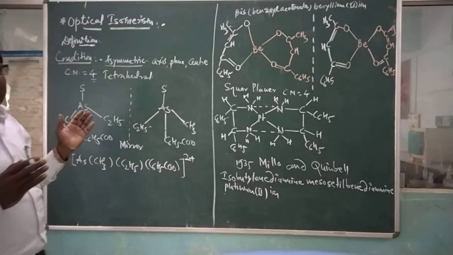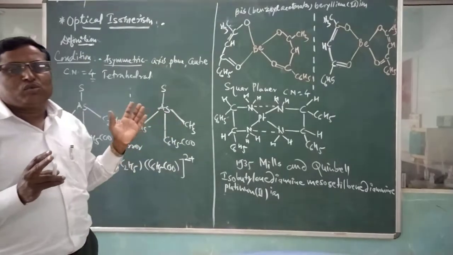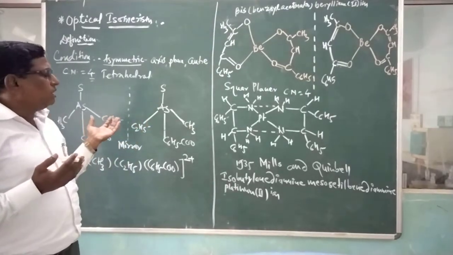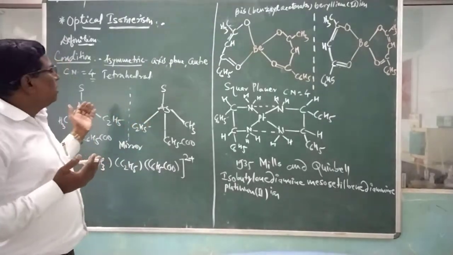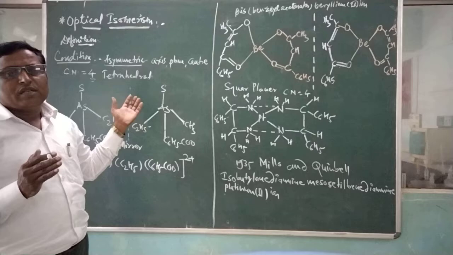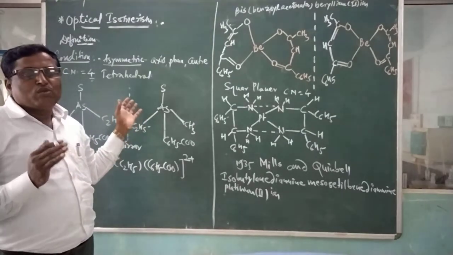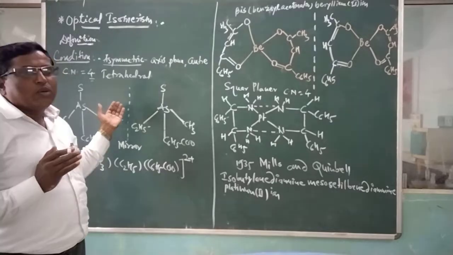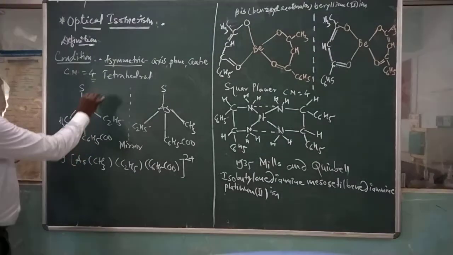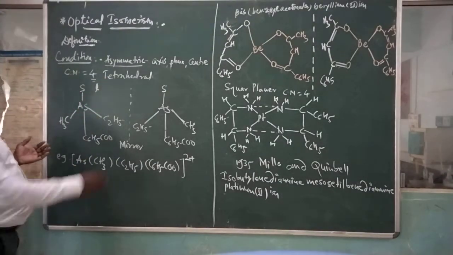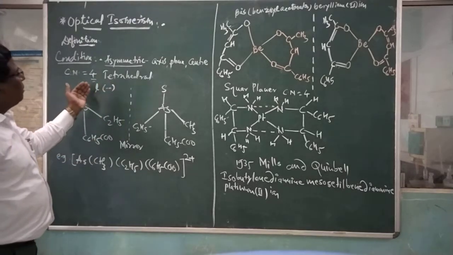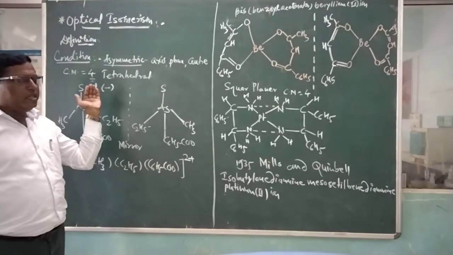Optical isomers exist in two forms: one is dextro-rotatory, the second is levo-rotatory. When the rotation of plane polarized light is to the left-hand side, these are called levo-rotatory, and they are represented as L forms. L form means left-hand side, and it is indicated by a negative sign.